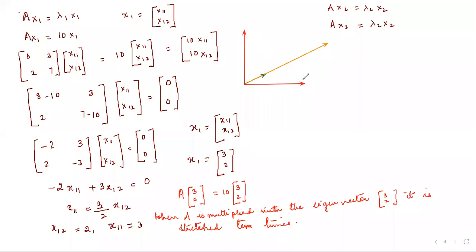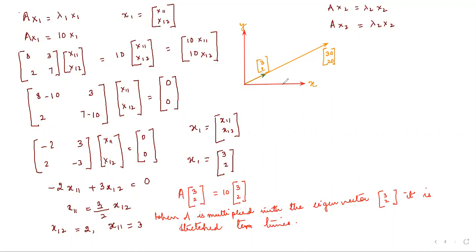So what is the picture here? This is your x-axis, this is your y-axis, and initially we have this eigenvector 3, 2. After multiplication it becomes 30 and 20, which is the result of multiplying A on x.